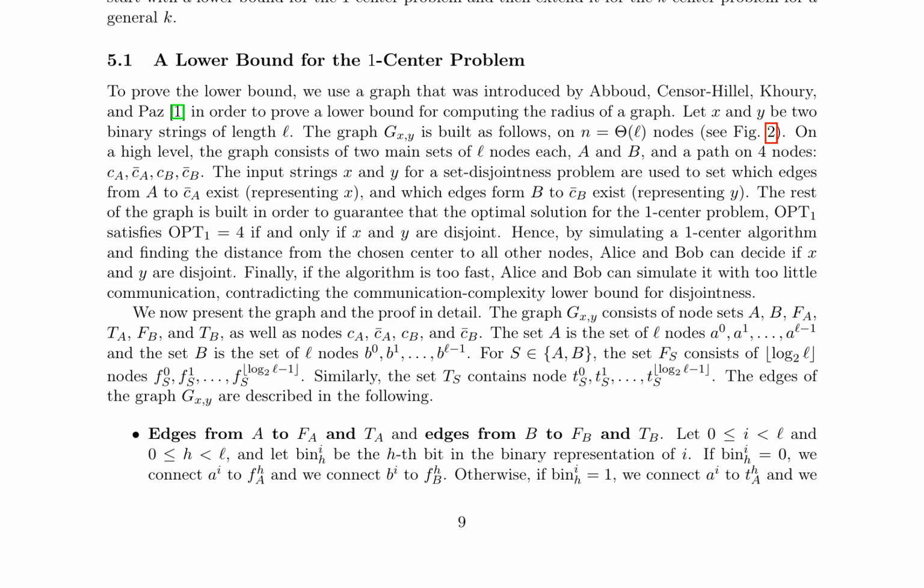By simulating a one-center algorithm and finding the distance from the chosen center to all other nodes, Alice and Bob can determine if X and Y are disjoint. If the algorithm is too fast, Alice and Bob can simulate it with too little communication, contradicting the communication complexity lower bound for disjointness. The lower bound for the one-center problem is then extended to the k-center problem for a general K by applying the same graph construction and principles to multiple sets of nodes in the graph.